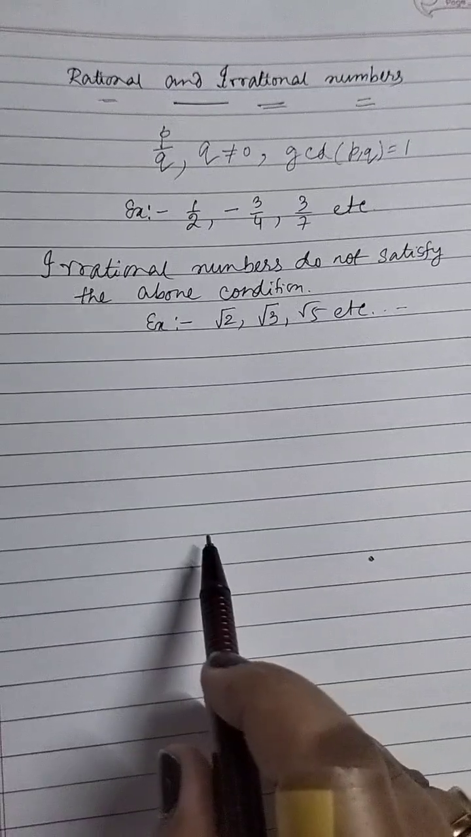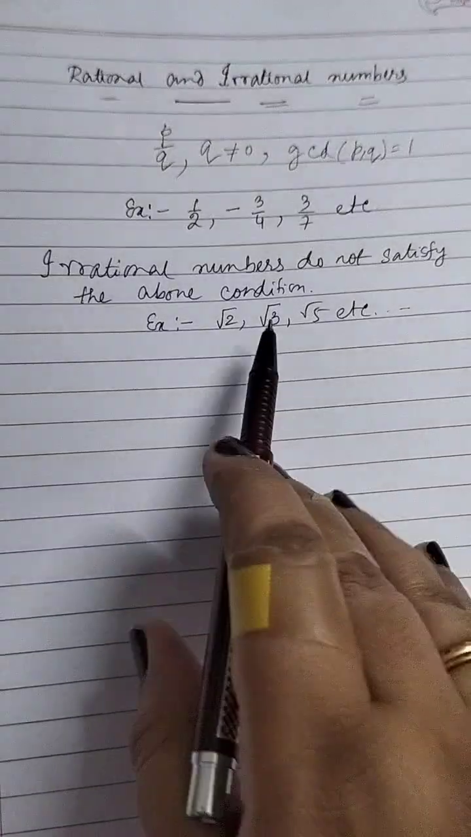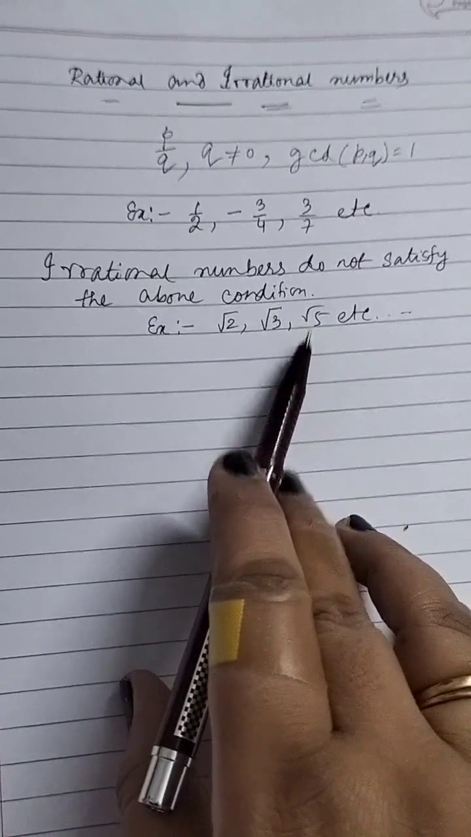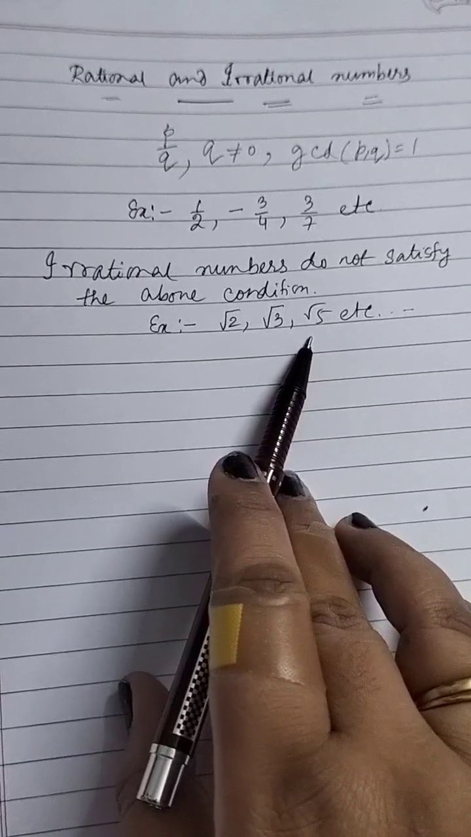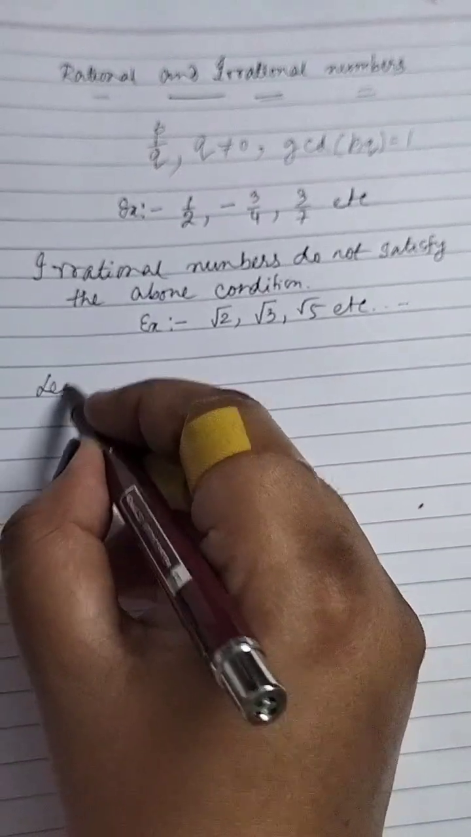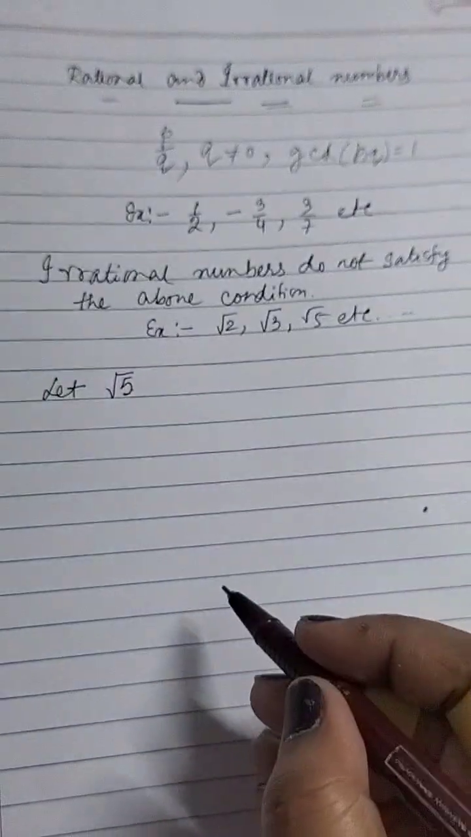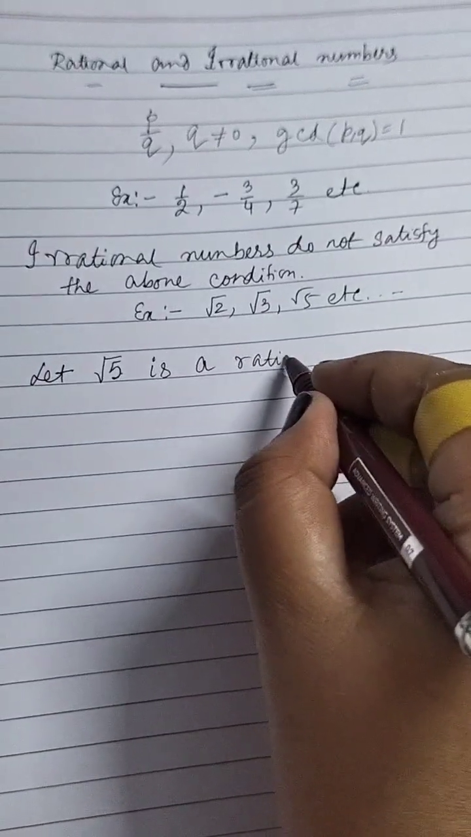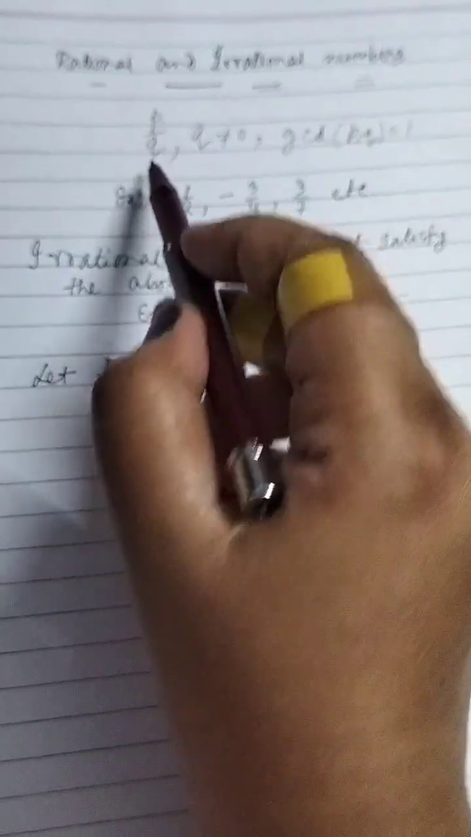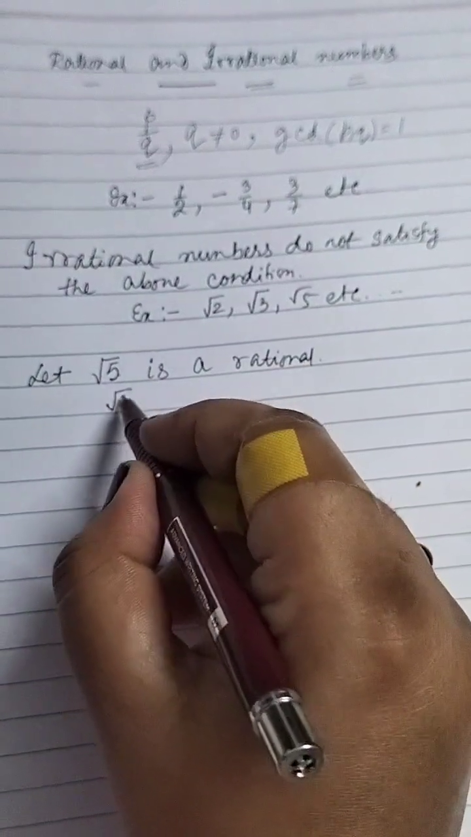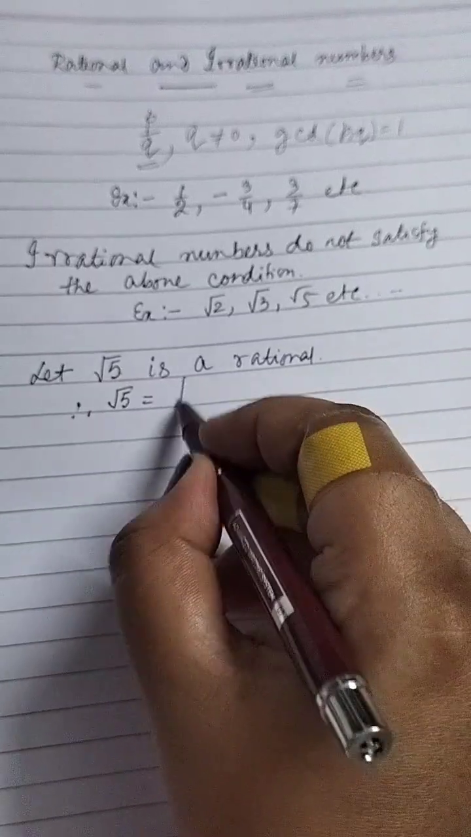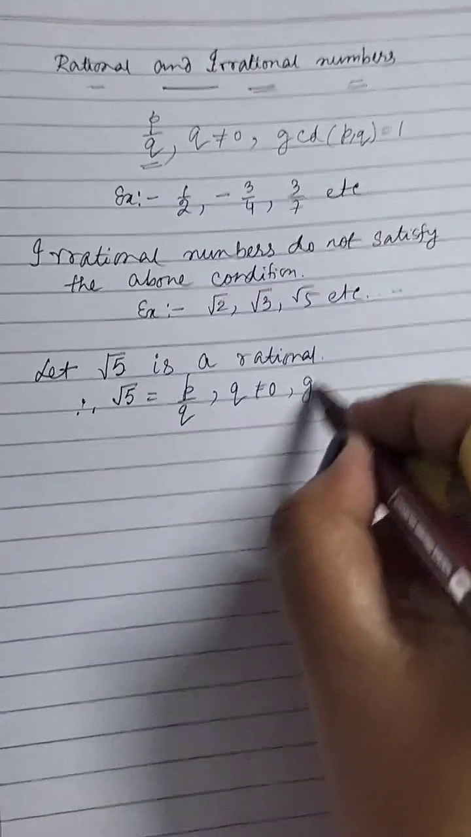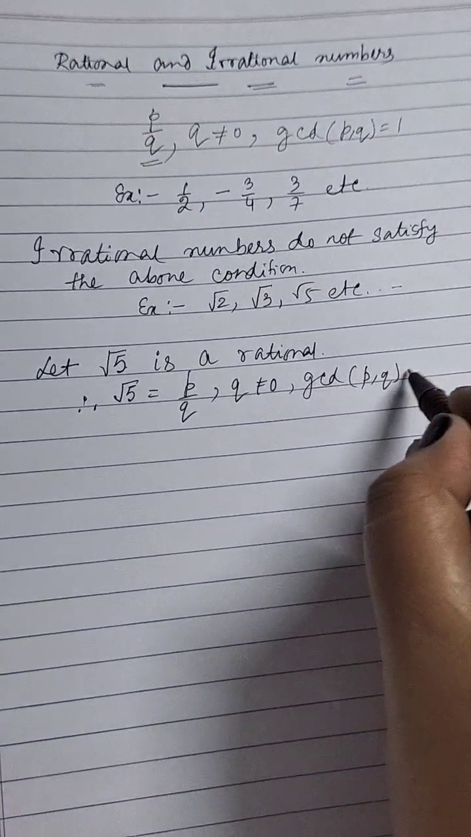Now, if you want to prove that root 5 is actually an irrational number, then what do you have to do? Let's first consider root 5 as a rational number. Let root 5 be a rational. So by the definition of a rational number, what can we say? Root 5 equals P by Q, where Q not equal to 0, both of them are integers, and the greatest common divisor of P and Q equals 1.